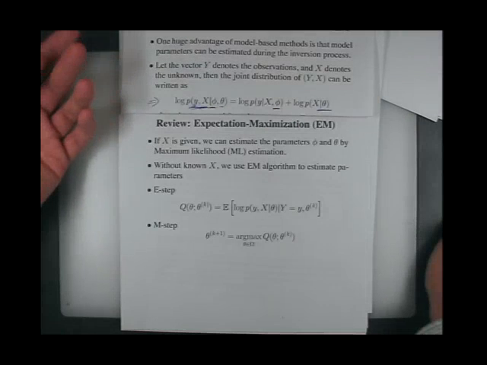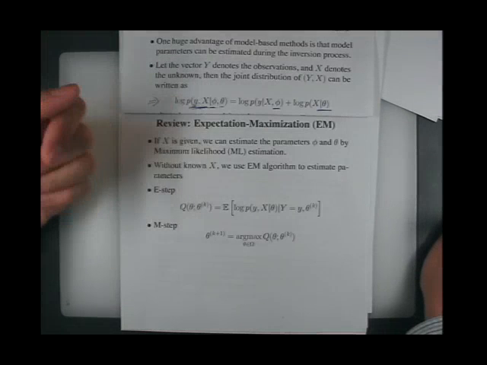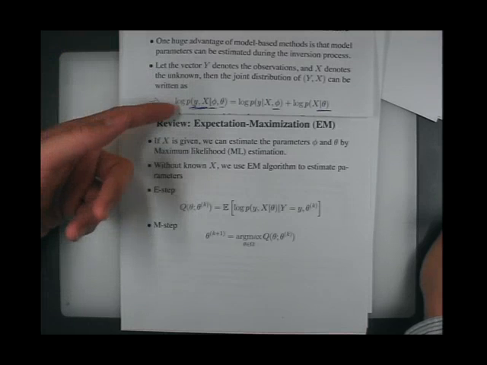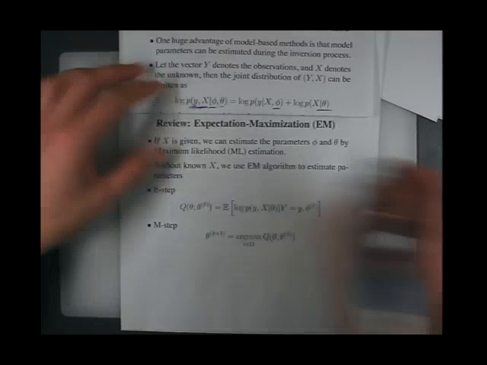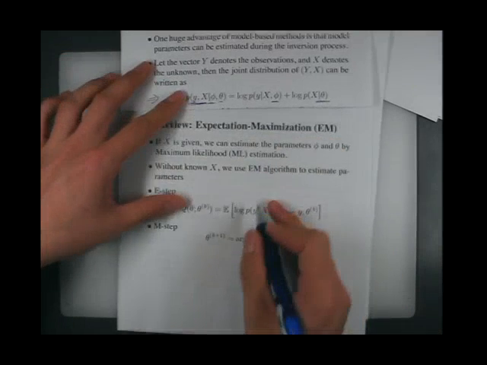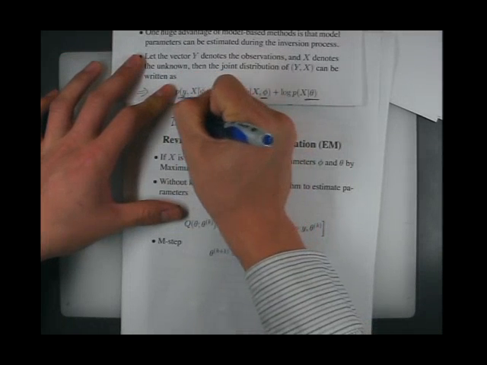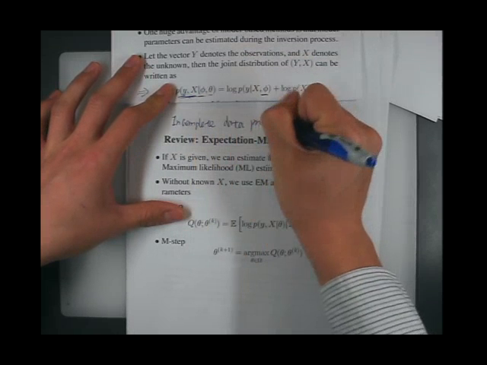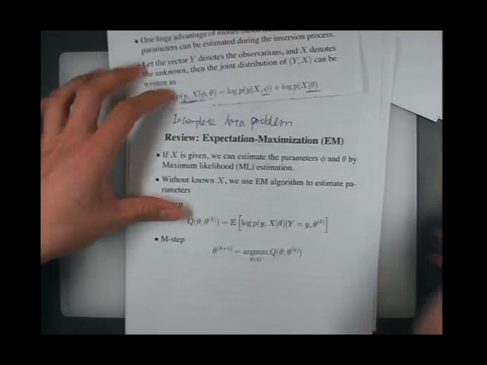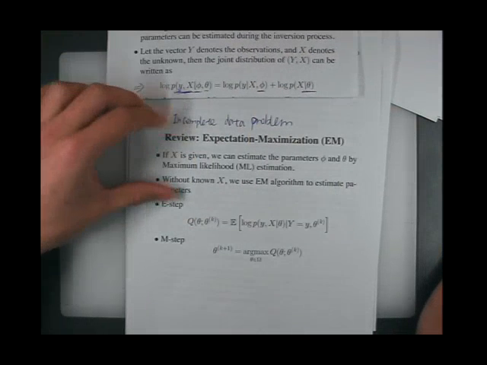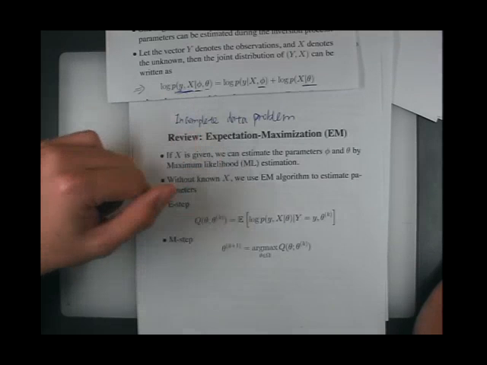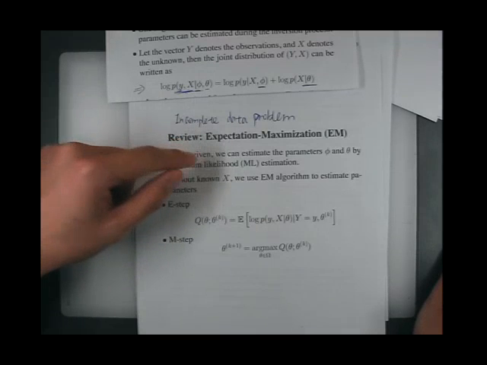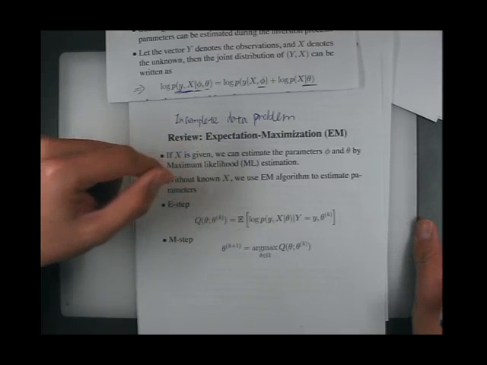We can estimate it. But unfortunately, for this particular problem, we don't know X. X is the thing we are trying to estimate. The only thing we know is Y. So this becomes a very typical incomplete data problem. And for this incomplete data problem, a typical solution is the expectation-maximization method, which is called EM.